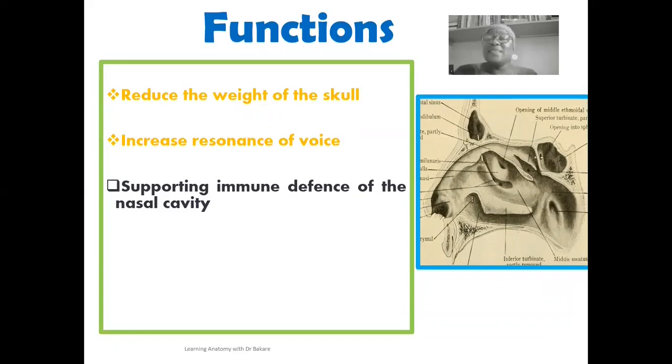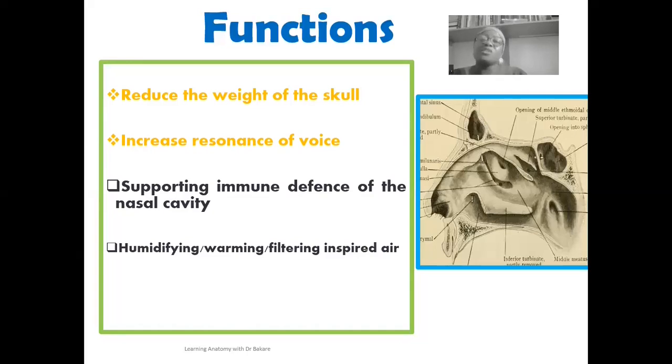Also, the paranasal sinuses are seen to contain specific cells involved in immune function. And because we already stated in our previous slide that they have a connection with the nasal cavity through their ostia, they are helping in a way to support the immune defense of the nasal cavity, because whatever they exhibit will also be relayed into the nasal cavity.